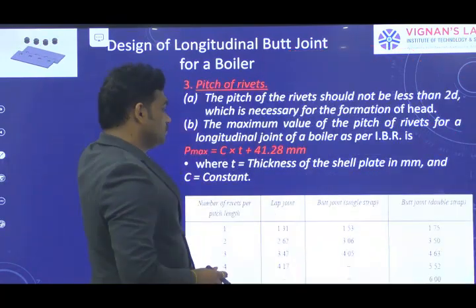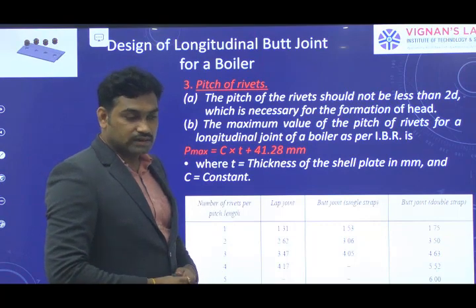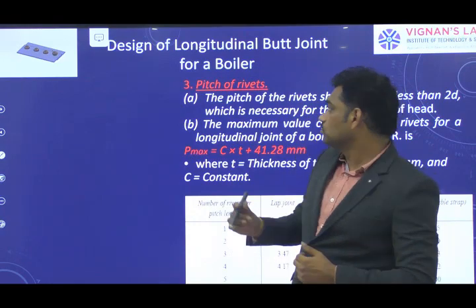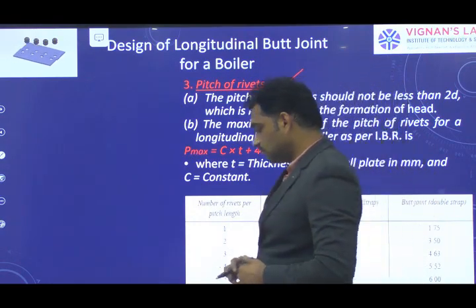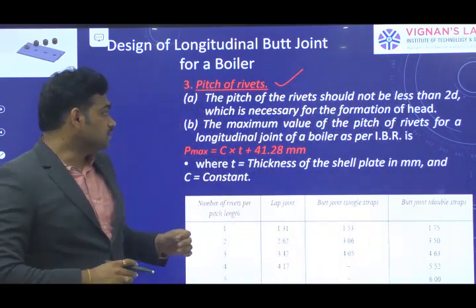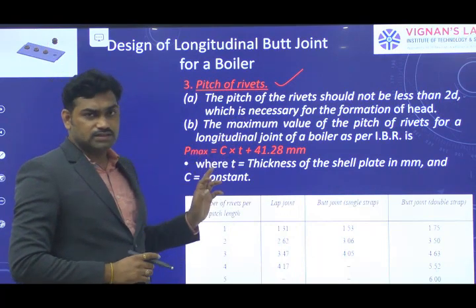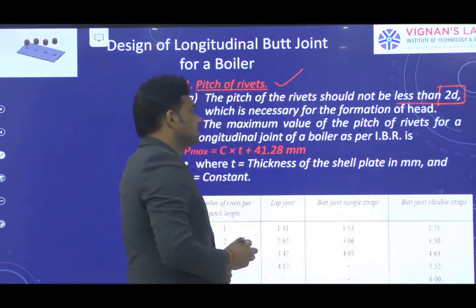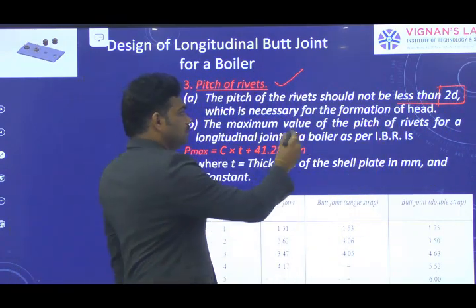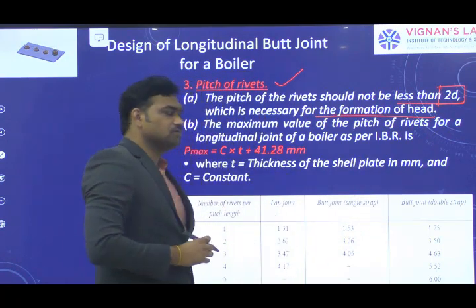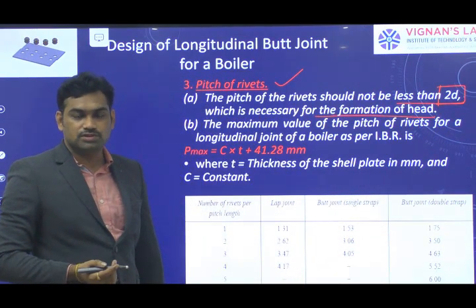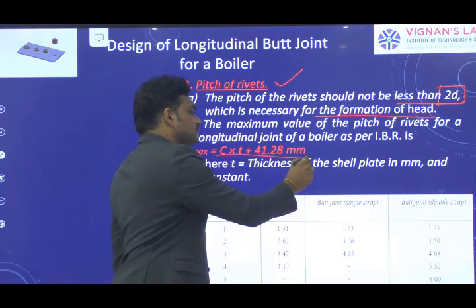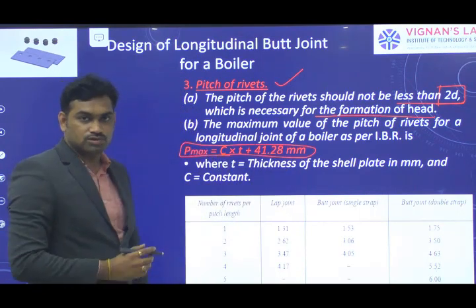And third, we need to find the pitch of rivets. That is the distance between the center of one rivet and the consecutive rivet, which we call a pitch. The pitch of rivets is found using this relation: the pitch should not be less than 2 times the diameter of rivets, which is necessary for formation of the head, and the maximum value of pitch should be found using the value according to Indian Boiler Regulations again. That is Ct + 41.28 mm. This is the maximum pitch you should provide.